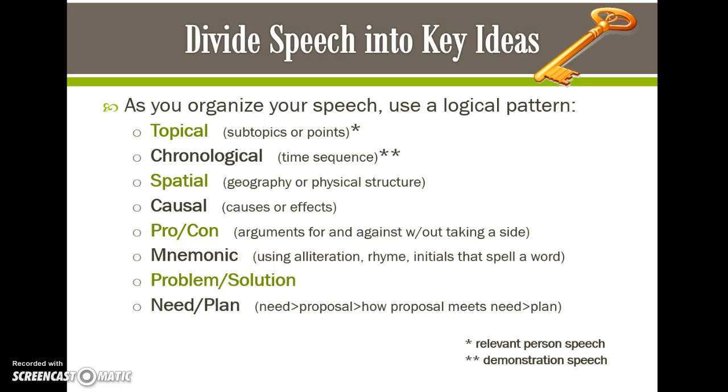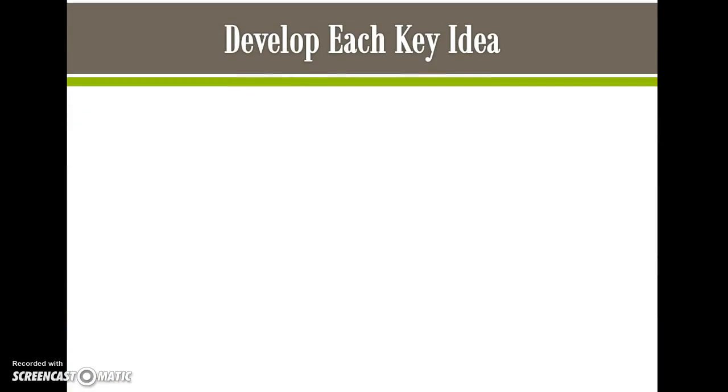The last 2 I have here are problem and solution, and also need plan, which are somewhat similar. Problem solution, you explain the problem and then you propose a solution. In a need plan, you talk about the problem, you talk about the solution, and then you actually lay out what the plan is. What are the various steps of the plan, and how is that going to be implemented?